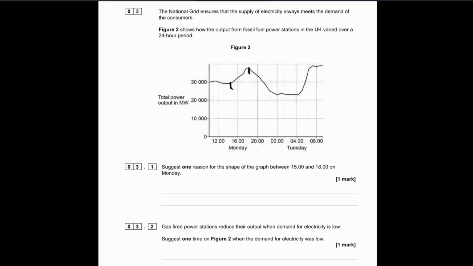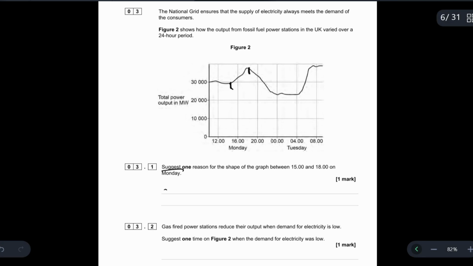And so essentially it's asking us to explain why the graph increased between these times. This is a suggest question, so it's not set in stone. You won't be taught this directly, but you should be able to make a reasonable suggestion about why this would happen. So think about between 3 o'clock and 6 o'clock, what major event might happen which would cause our total power output to have to increase.